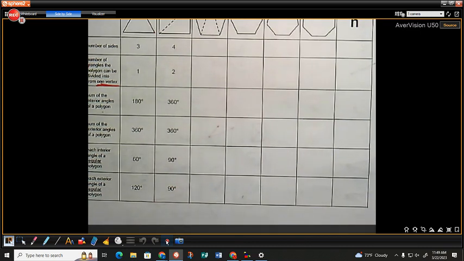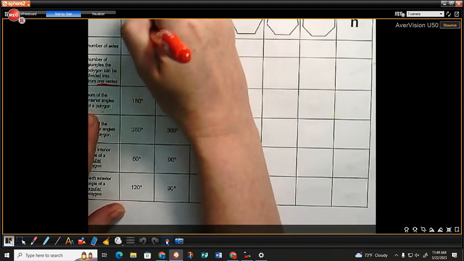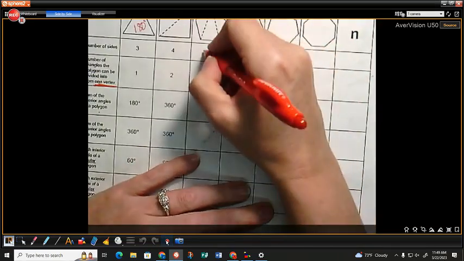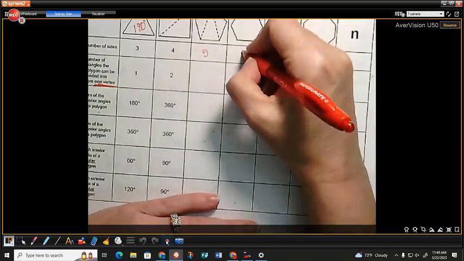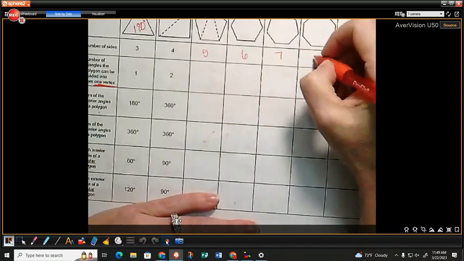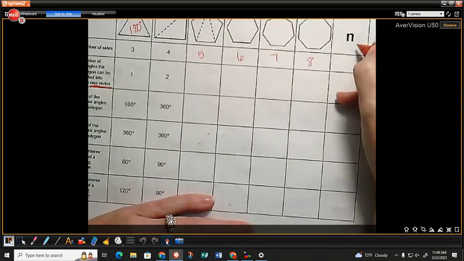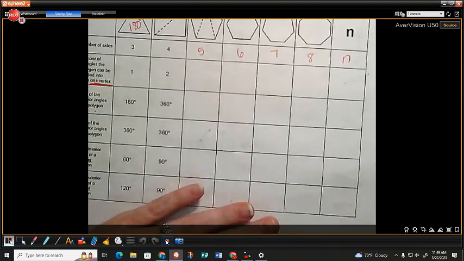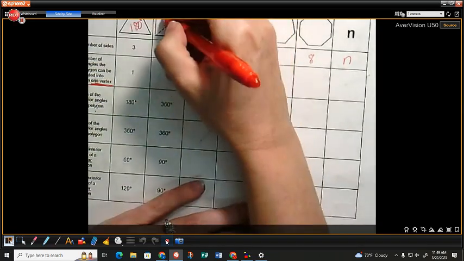How many degrees are in a triangle? 180. Oh, you're sure? Okay, just making sure. So that would make this a 5-sided shape, and a 6-sided shape, and a 7, and an 8. Oh, and if it's got n sides, then it's got n sides. Okay. I put infinite for n.